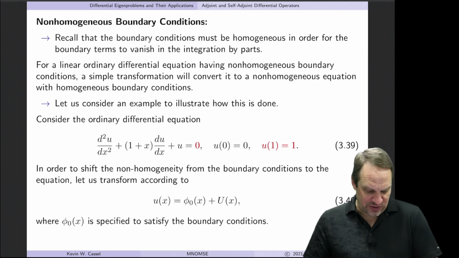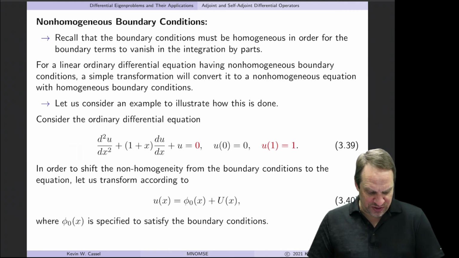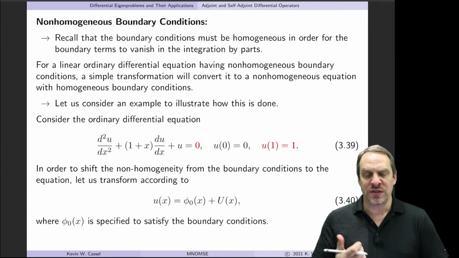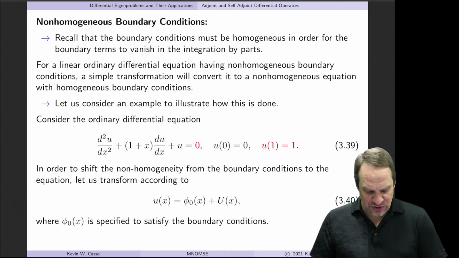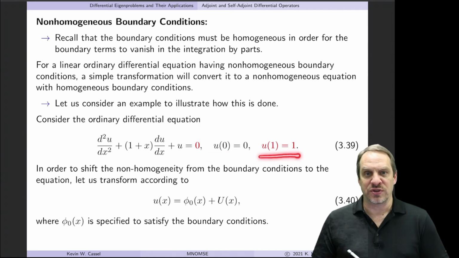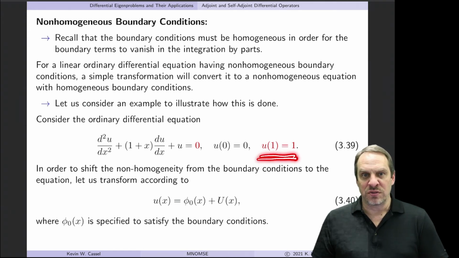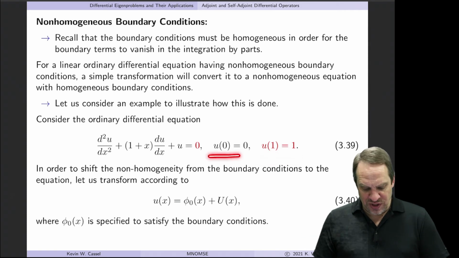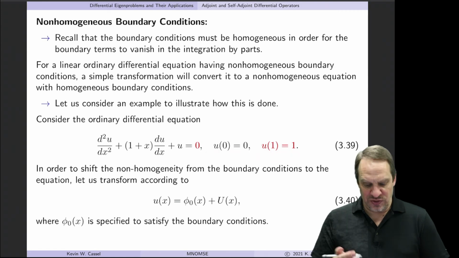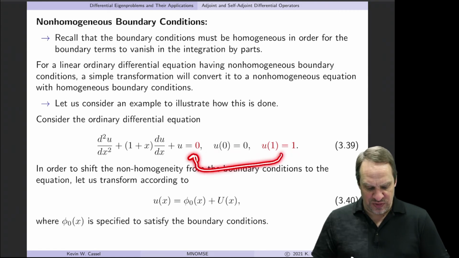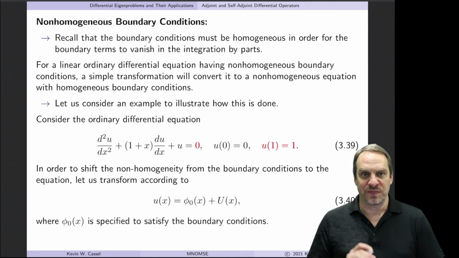We'll do an example. So let's say we have d squared u dx squared plus the quantity 1 plus x times du dx plus u is equal to 0. So that's a homogeneous second-order linear ordinary differential equation. The boundary conditions are u at 0 is 0, which is homogeneous, and u at x equals 1 is 1, which of course is non-homogeneous. So what we want to do is come up with a new variable, we'll call it capital U, such that in terms of capital U, the boundary conditions are both homogeneous. In doing so, it's going to move the non-homogeneity from the boundary condition to the equation itself, as you'll see.